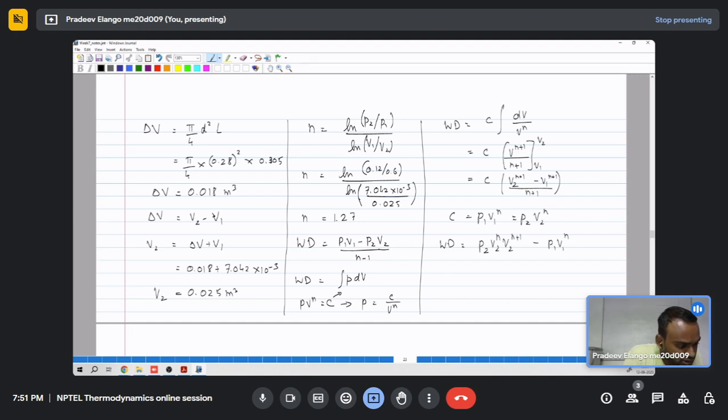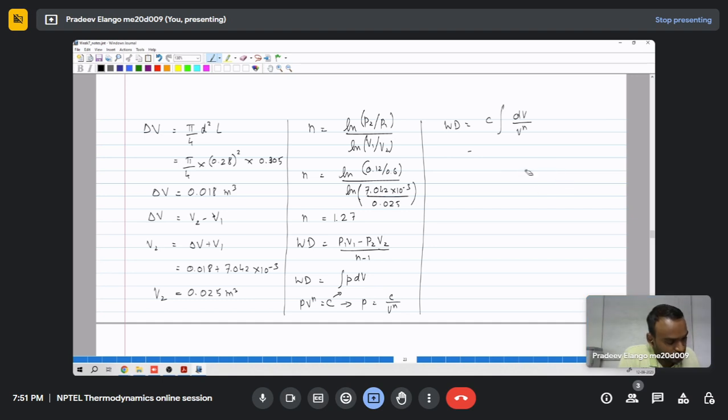No, I think it is... this is the integral of V to the power minus n into dV. So then we will have V to the power 1 minus n by 1 minus n. This is V2 into V2 to the power 1 minus n minus V1.